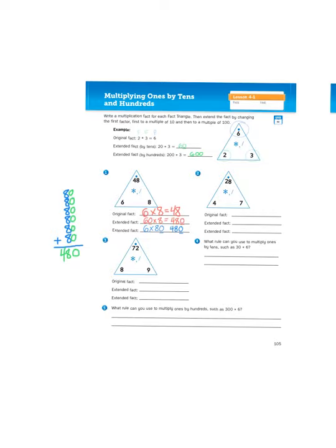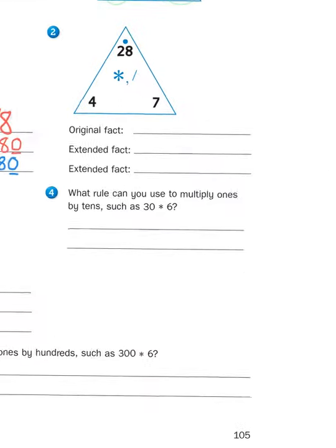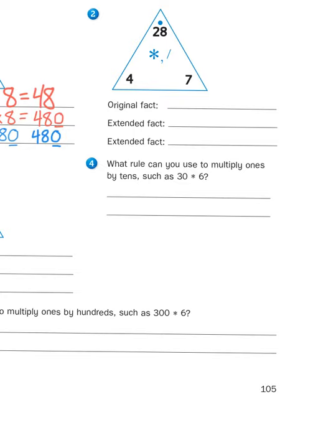Okay. Number four asks you, what rule can you use to multiply ones by tens, such as 30 times 6? Well, the rule is, if I add a zero behind one of the factors, I'm going to add a zero behind the product. Number five asks, what rule can you use to multiply ones by 100, such as 300 times 6? Okay, well, let's explore that, shall we?